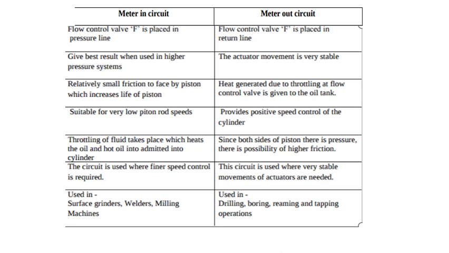is admitted to the cylinder. And in meter out, since there is pressure on both sides of the piston, there is a possibility of higher friction. In case of meter in, the circuit is used where finer speed control is required. In case of meter out, the circuit is used where very stable movements of actuators are needed.